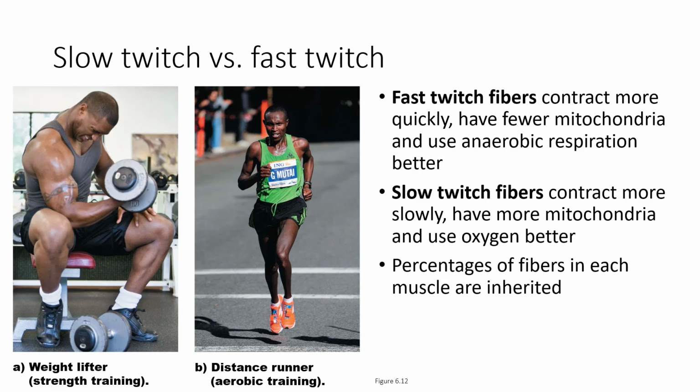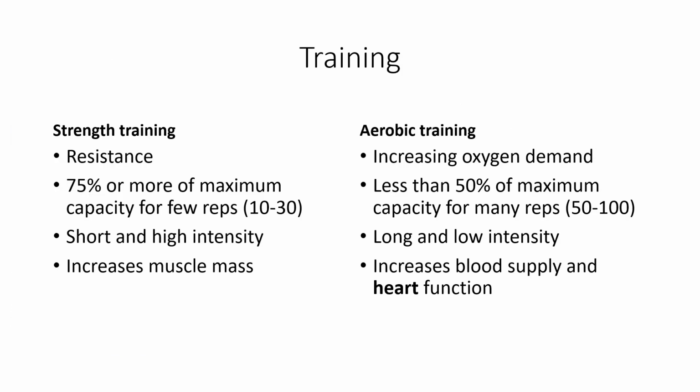And the percentage of fast twitch and slow twitch fibers are actually inherited, meaning different people and different families will have different levels of fast twitch and slow twitch fibers. Some of you may be the sons and daughters of bodybuilders, probably more fast twitch fibers. Some of you may be the sons and daughters of people who are marathon runners, probably more slow twitch fibers. And this means that your training will be different.